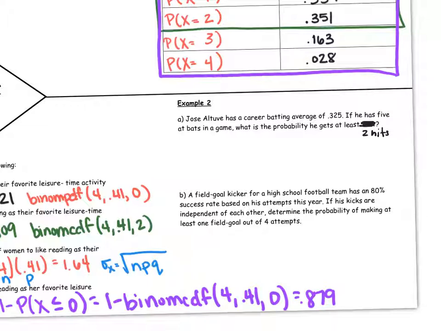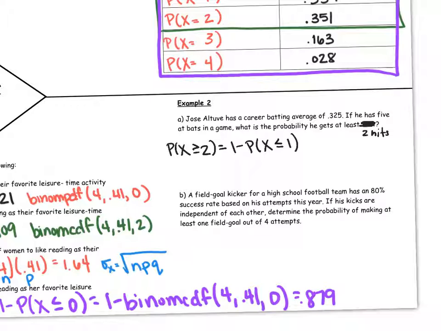So when we do this, we're going to say the probability that x is greater than or equal to 2 is 1 minus the probability that x is less than or equal to what number? It can only be 2, 3, 4, or 5, right? What numbers can it not be? 1 and 0. So we're going to use less than or equal to 1, because that includes 0 and 1, right?